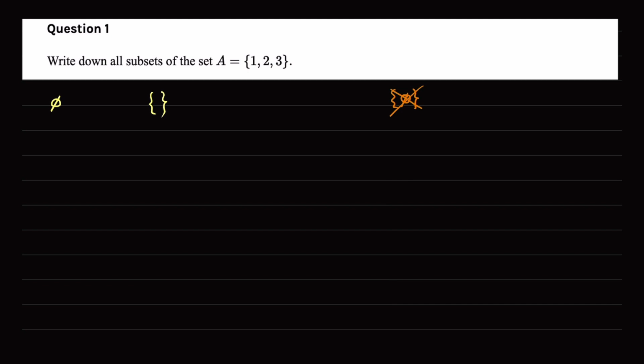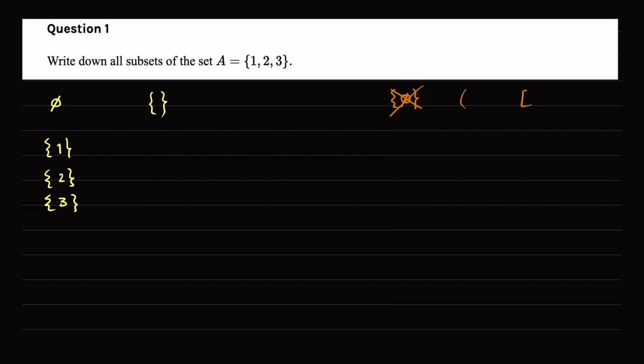Or, if you use brackets or square brackets instead of curly brackets, that's also not acceptable, because you have to respect the punctuation rules. So considering all these things, I would write the empty set, and then I have one element subsets. The first one includes only 1. The second one, for example, includes only 2. The third one includes 3.